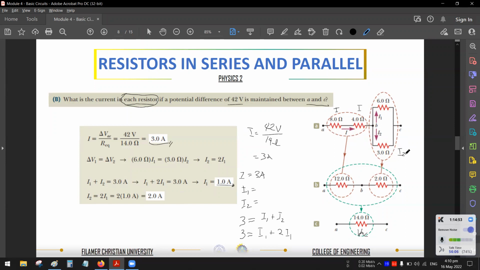So I2 mo, this is 2 ampere. And then dito, yung I1 mo is 1 ampere. Ayan.